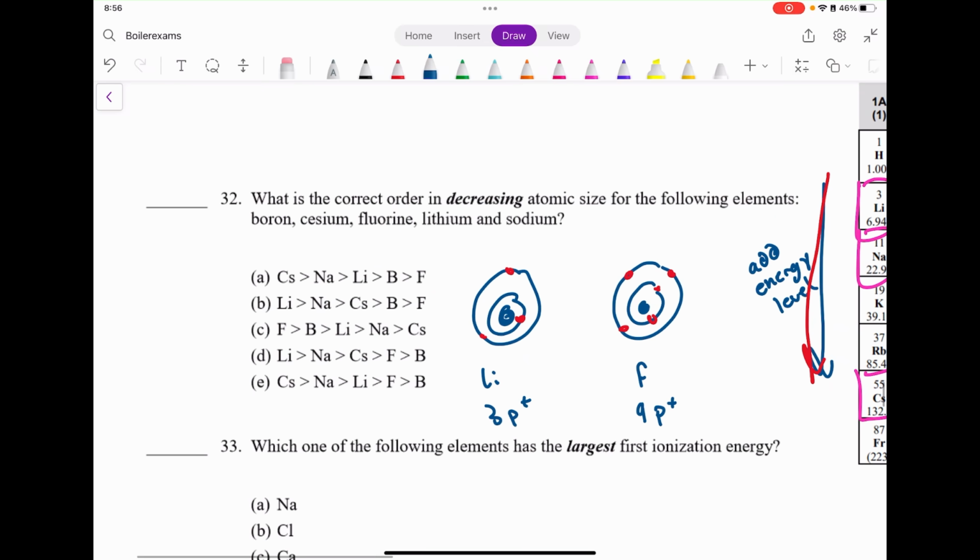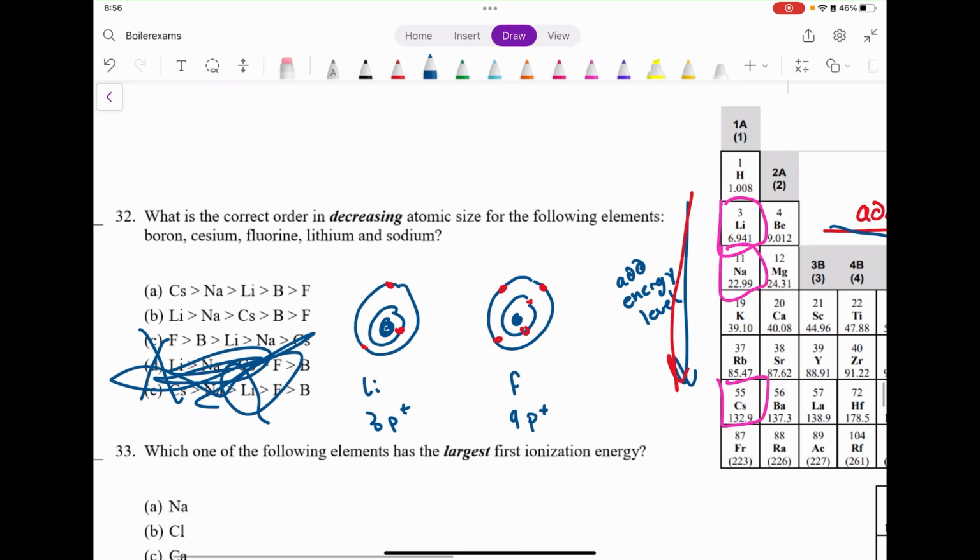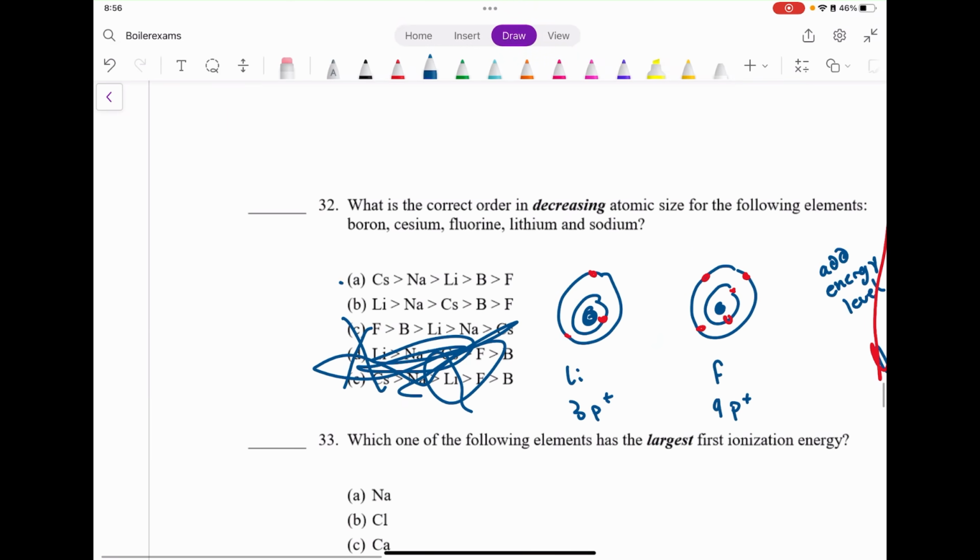So let's look at our answer choices. Fluorine is the smallest, so it's not any of these bottom 3. And then it should be fluorine, boron, and then lithium. And then you go down the row. So it looks like A.